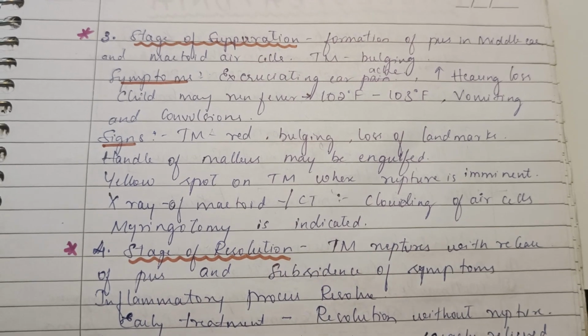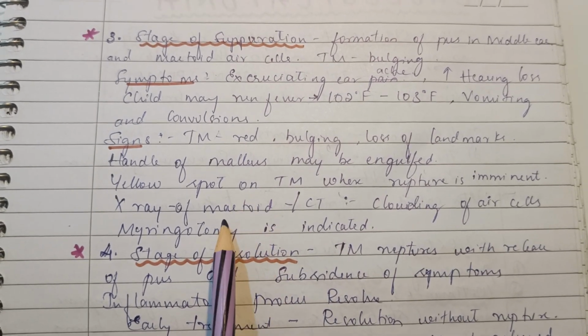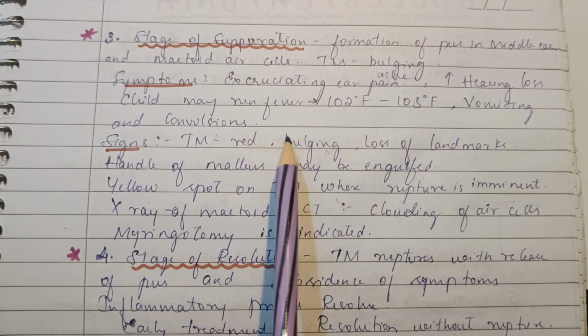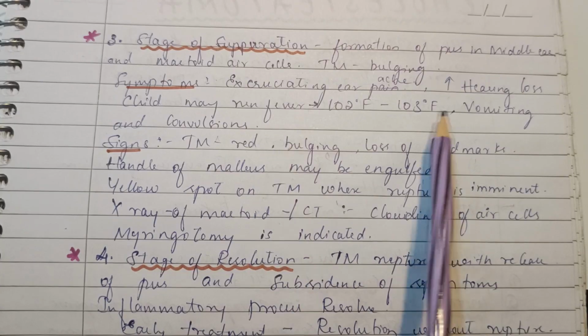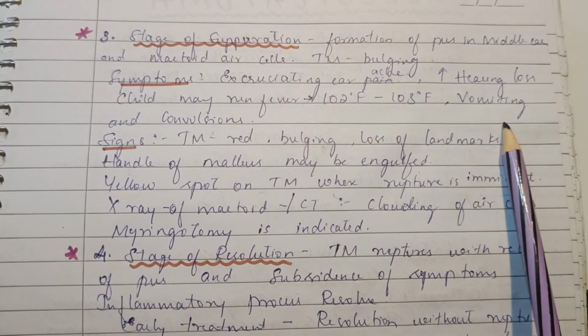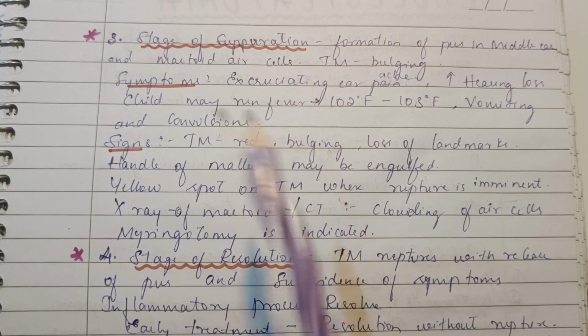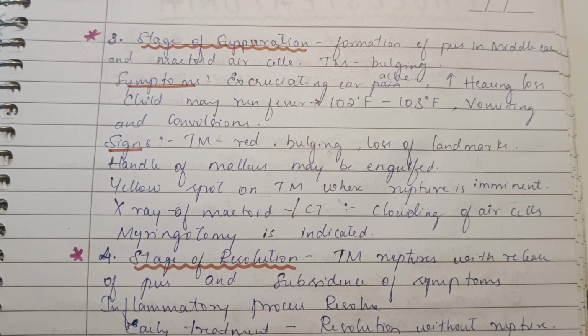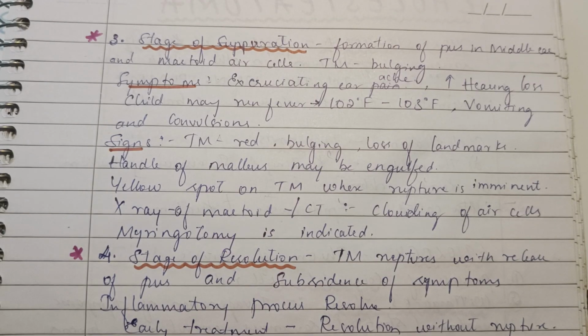So myringotomy is indicated. This is the stage of suppuration, because in this stage the patient comes to you, right? What symptoms will be there? Excruciating earache, hearing loss is increased, and children have fever, high grade fever, vomiting, and convulsions. Signs will be the tympanic membrane is red, bulging, loss of landmarks, and handle of malleus will be engulfed. And you can see the yellow spot where the rupture is imminent.